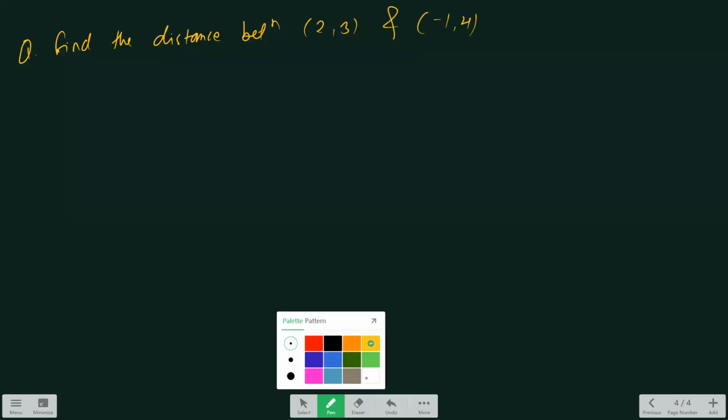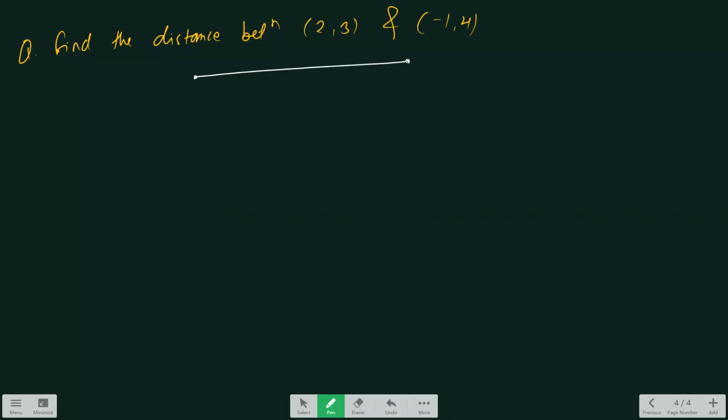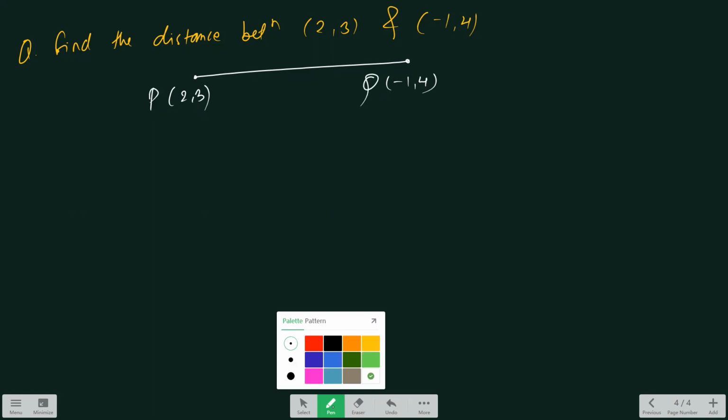Okay, so we are solving some examples here. Find the distance between (2, 3) and (minus 1, 4). Okay, so draw a line here. The first coordinate is (2, 3), the other one is (minus 1, 4). This is P, this is Q. So you have to find the distance between P and Q.